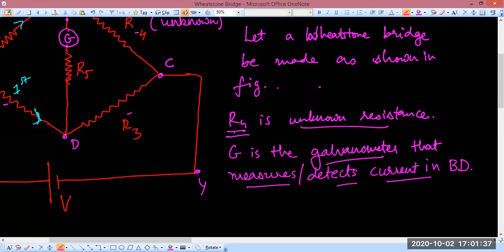Next time we'll see how we can find R4, right? Next time we will see how we can find R4.